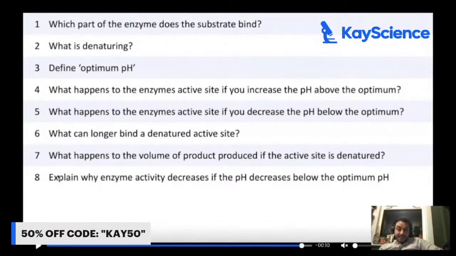So question 8 is what I want you to do now, and it's an exam question. Explain why enzyme activity decreases if the pH decreases below the optimum. You've got 2 minutes to answer that question, and I'll go through the answers with you.